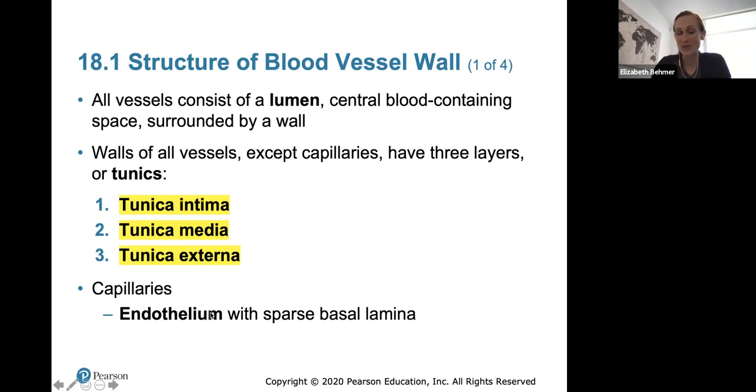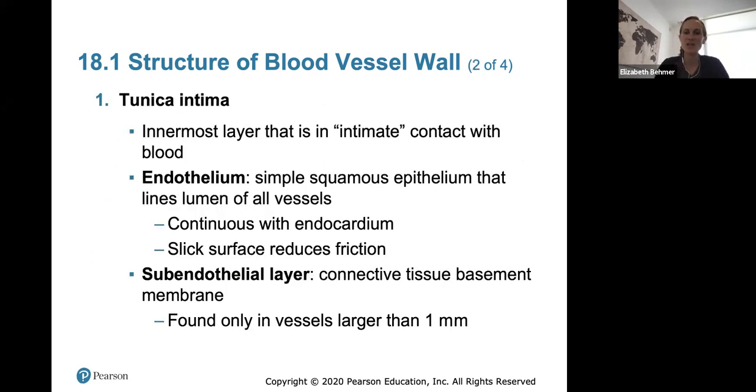Capillaries just have an endothelium layer, so they don't have these 3 wall tunics. They just have one single layer called endothelium with a very sparse basal lamina. So the tunica intima is the innermost layer. It's in contact with the blood. The endothelium is the simple squamous epithelial cells, and the subendothelial layer is the connective tissue basement.